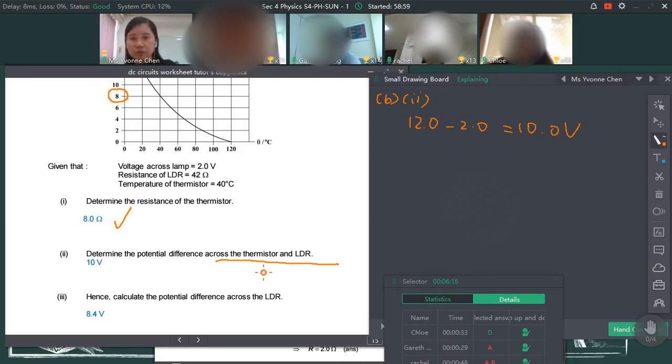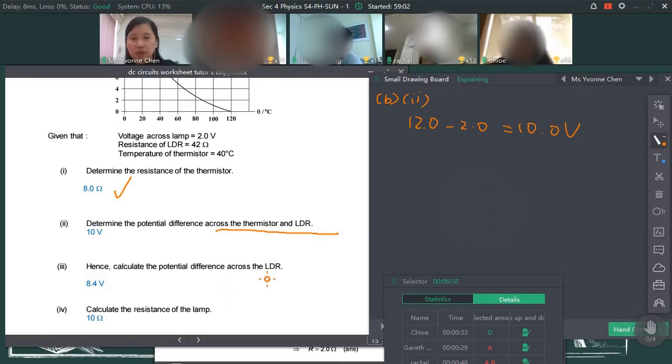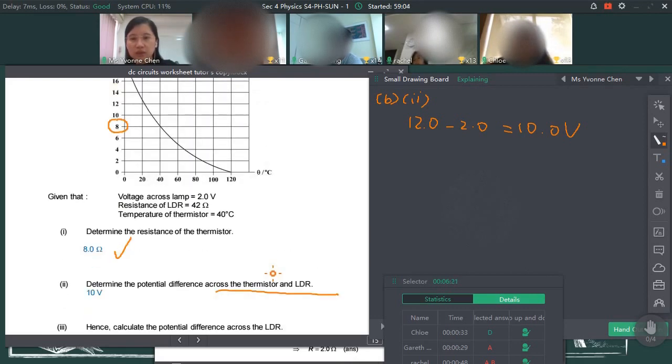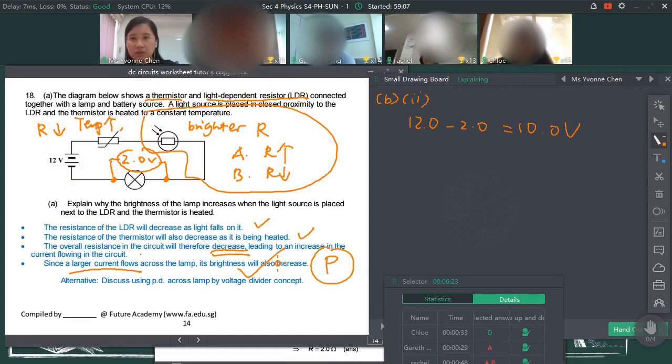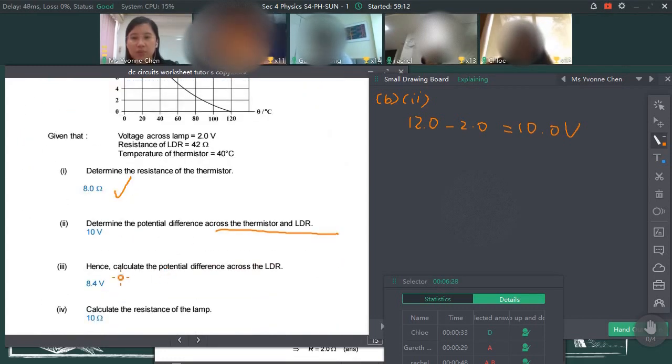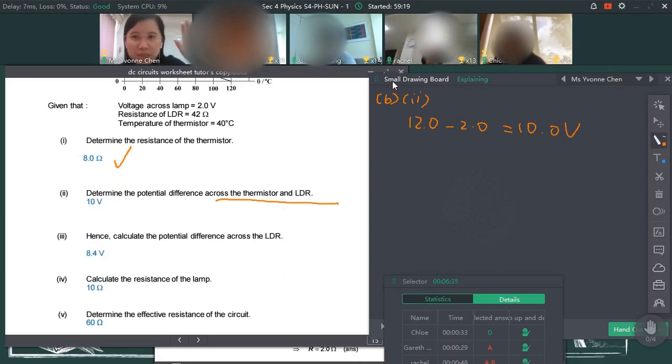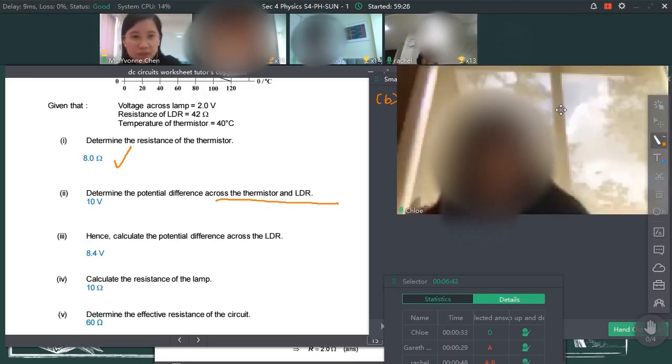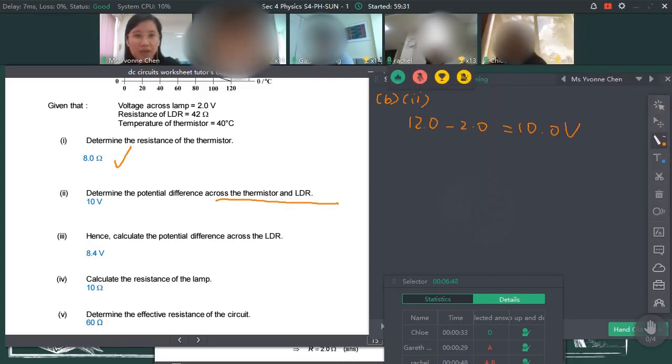Now let's look at the potential difference across LDR. We'll look at the next part. What is the potential difference across LDR? Do you need some time to do it, class? Chloe, do you need a bit? Okay, so we'll do this together.